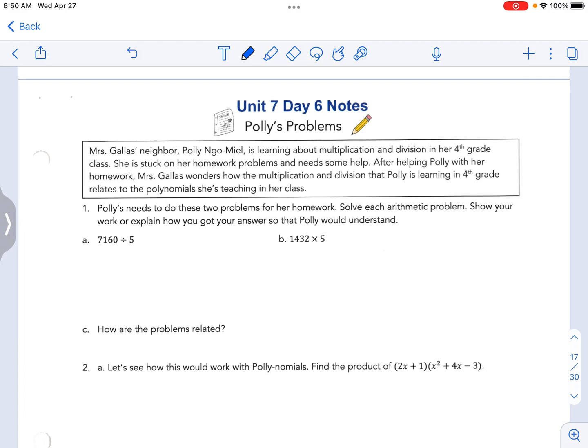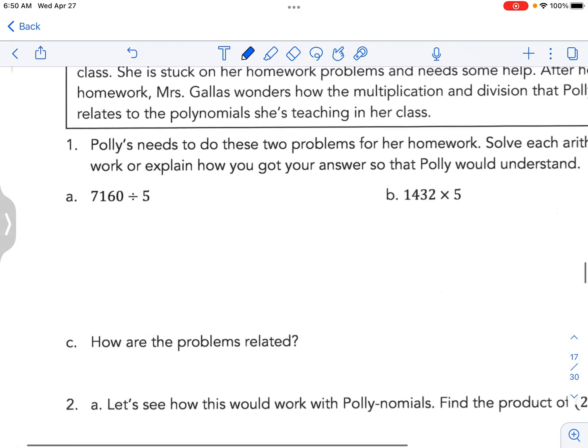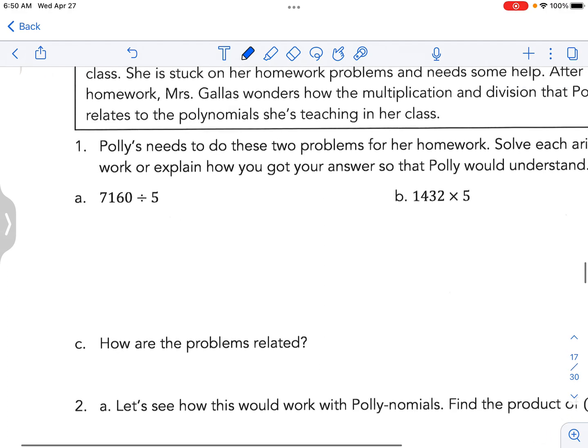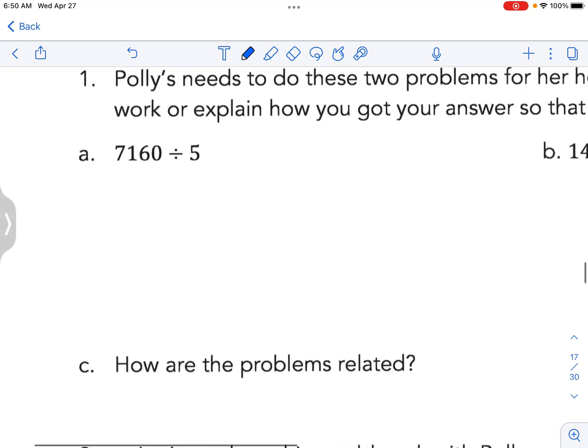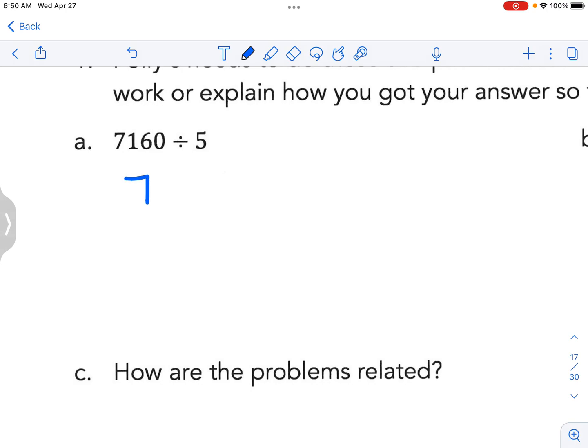So if we look at question 1 here, this is Polly, our 4th grade student, and if you remember way back to that time of your life, we would do something like 7,160 divided by 5, right? And then we would start this long, messy process called long division.